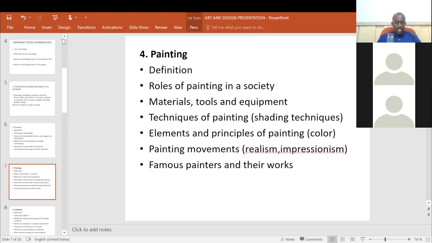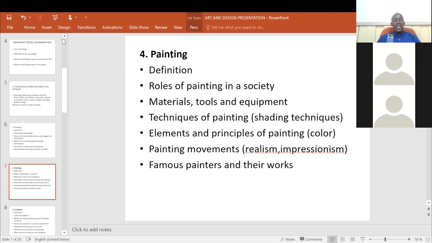Then, away from classification of color, the candidate must also be able to make a color wheel. The color wheel aids in creation of color schemes. Let the students also understand what the properties of color are. Some of the properties of color we have are hue, value, and intensity.